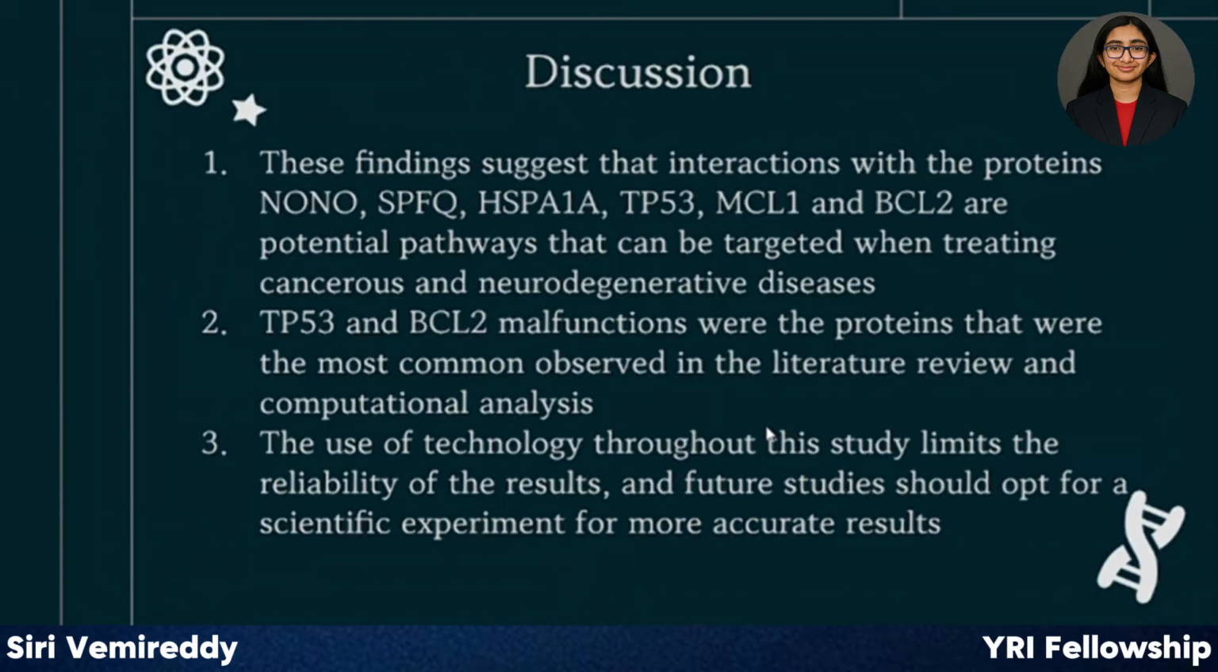And now, from all these findings that we found from the literature review and the computational analysis, it helps us suggest that the interactions with the proteins NONO, SFPQ, HSPA1A, TP53, MCL1, and BCL2 are potential proteins and potential pathways that can be targeted when treating cancers and neurodegenerative diseases, as these are the most prominent proteins. And we also noticed that specifically TP53 and BCL2 malfunctions were the proteins that were most commonly observed in the literature review and computational analysis, highlighting their importance in the majority of the interaction networks we previously saw in all 6 protein-to-protein interaction networks.